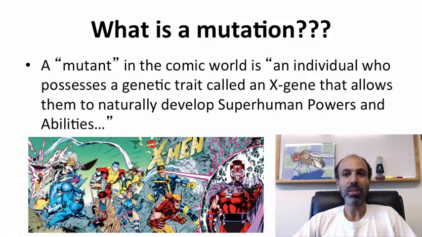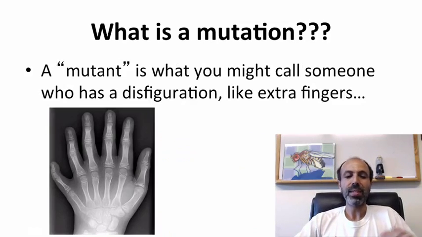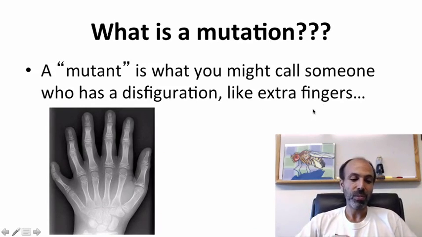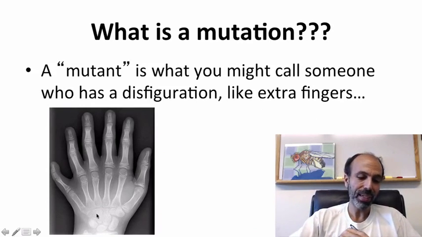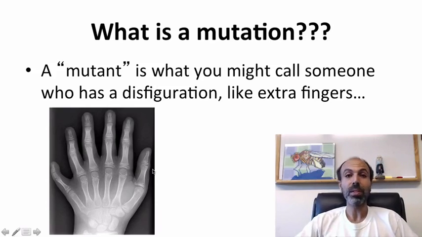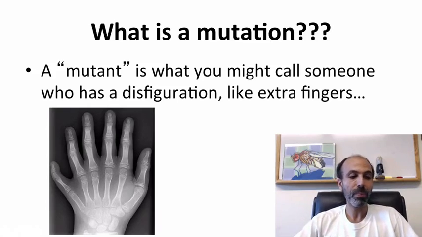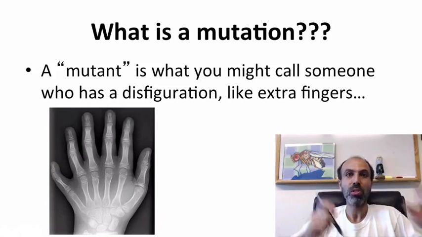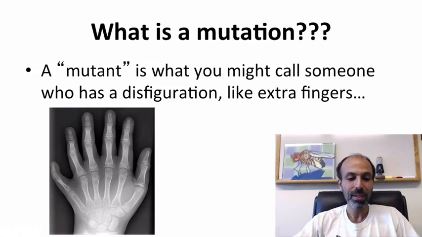You may think of a mutant as someone who has an extreme disfiguration, such as extra fingers. So this individual right here has polydactyly. So if you count, they actually have 6 fingers. This is actually something that does come up. This is a mutation that does crop up periodically. It's a little harsh to refer to the person as a mutant because they have this, but it is a mutation which arises.